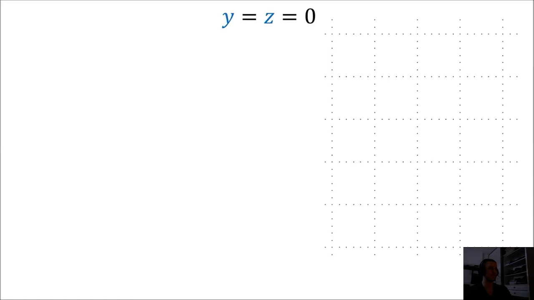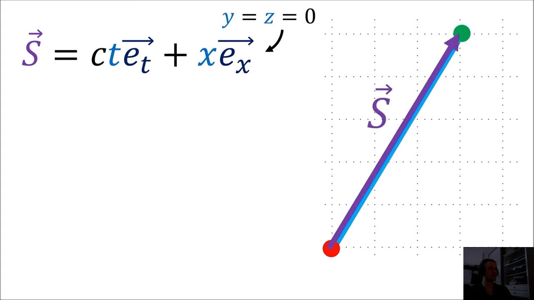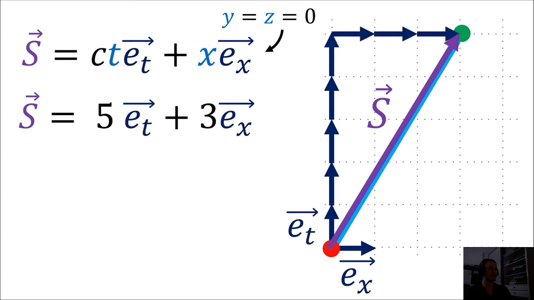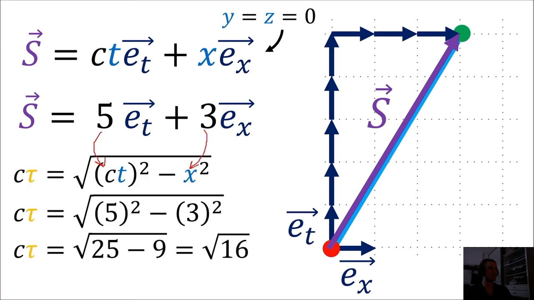So if we assume the y and z coordinates are 0, the four-position vector only has time and x components. If we want to know how much proper time goes by on this world line between these two event points, we just get the components of the four-position vector using our spacetime basis. To build this four-position vector, we need 5 time basis vectors and 3 x basis vectors. And plugging the components 5 and 3 into our formula for proper time, we get that c times tau is equal to 4.